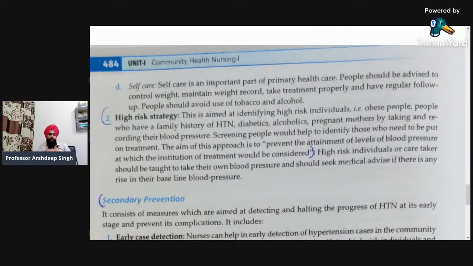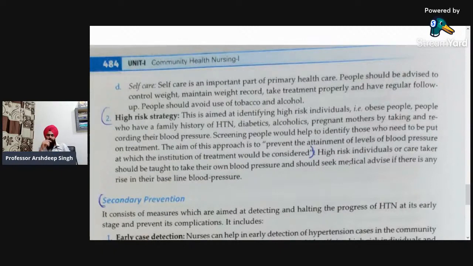For example, this is aimed at identifying high risk individuals, that is obese people who have family history of hypertension, diabetics, alcoholics, pregnant mothers, by taking and recording their blood pressure. That is the target group for high risk strategy. These are the people who are always at risk of having hypertension because their bodies are not adapted in a healthy manner. So we have to screen these types of people.